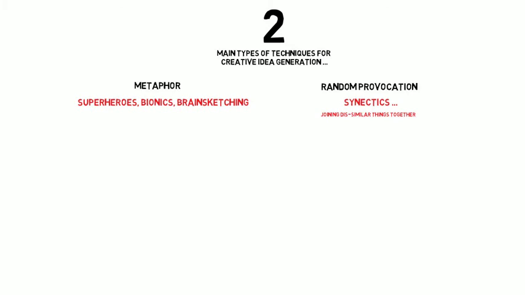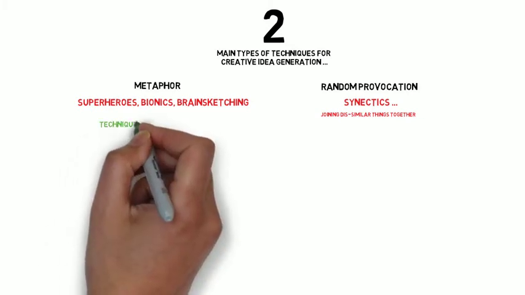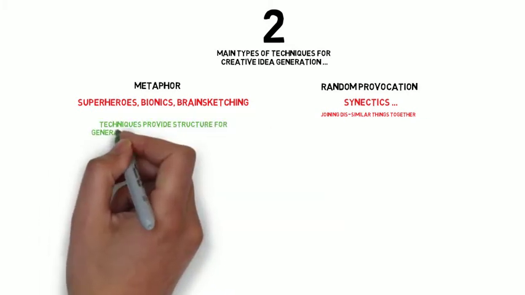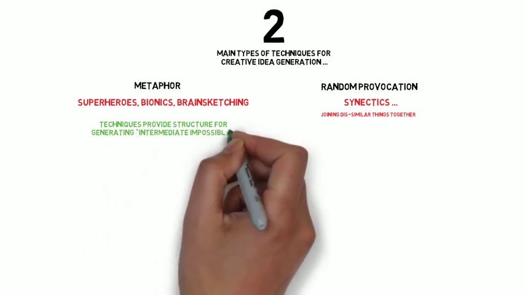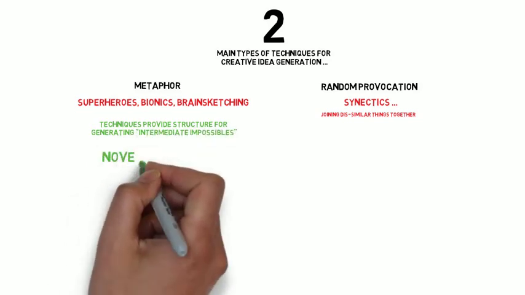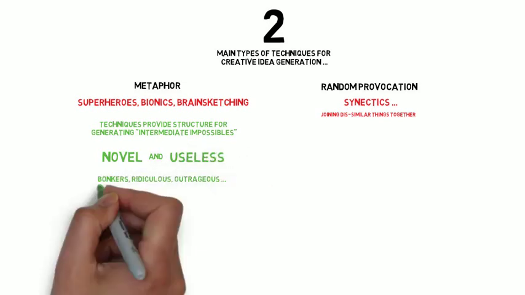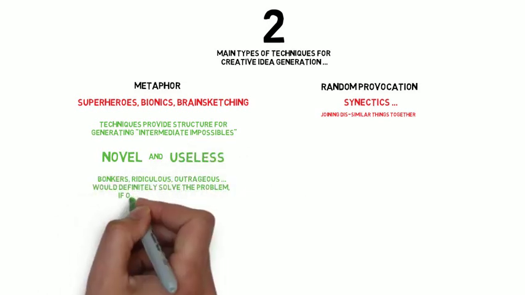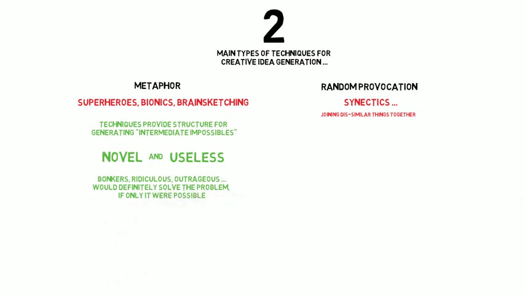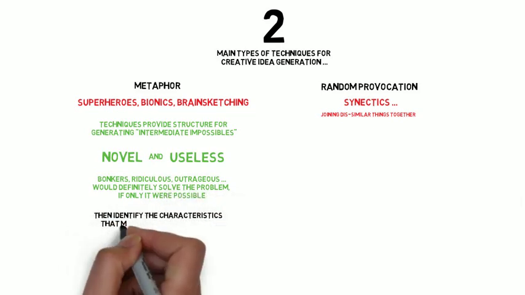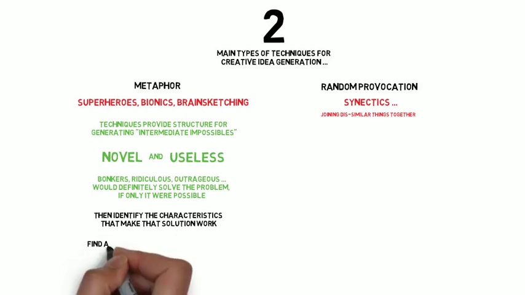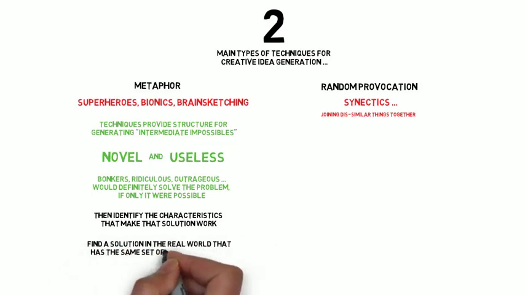Now, each metaphor-based technique provides a different structure for generating what we call intermediate impossibles. They're both novel and useless. They can be bonkers, ridiculous, outrageous, but they would definitely solve the problem if only they were possible. What we then do is find the key characteristics that make each solution work, and then find a solution in the real world that has the same set of characteristics, i.e. is both novel and useful.